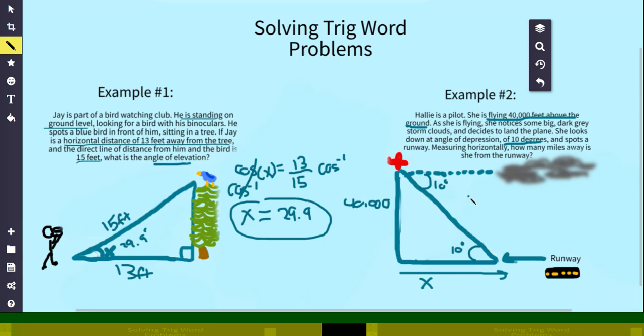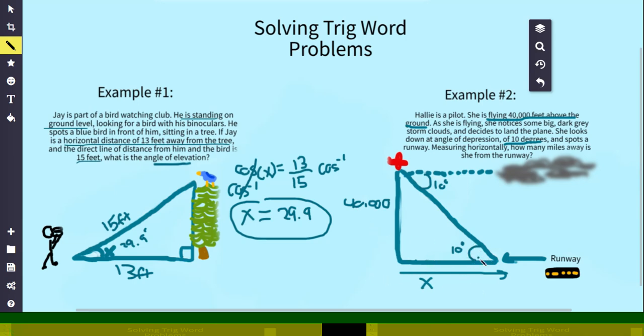And then she spots a runway. So what we are trying to find here is the horizontal distance between where she is right now and where she will land, at an angle of depression of 10 degrees. So x is what we're trying to find, and it's asking how many miles away she is. So here we have 10 degrees, 40,000.